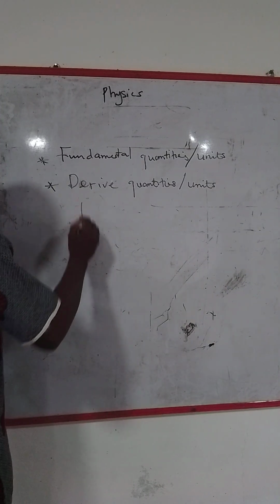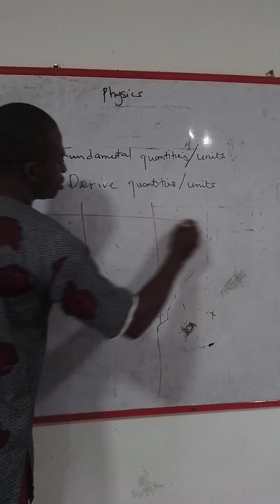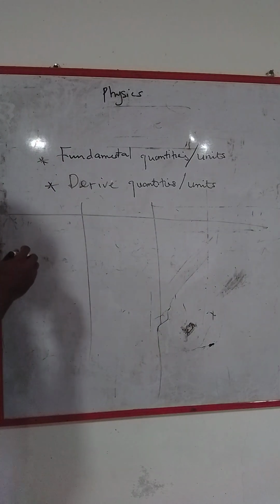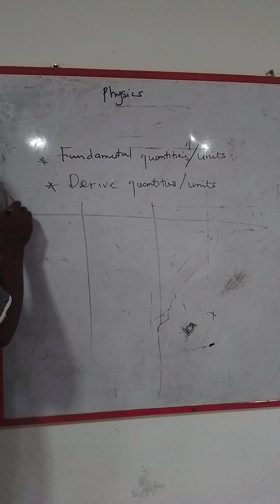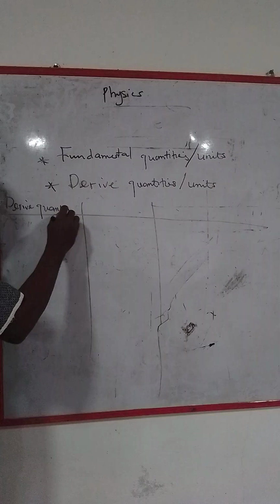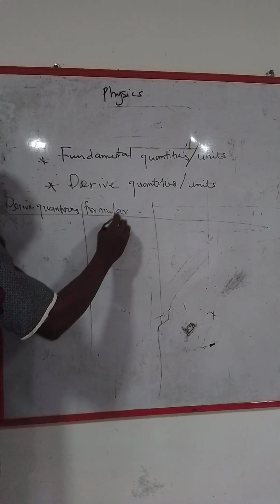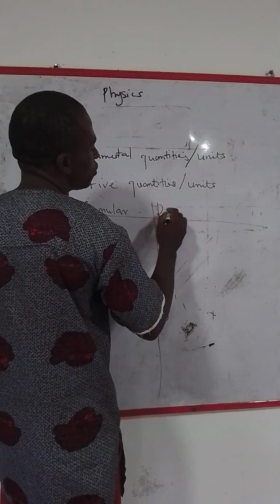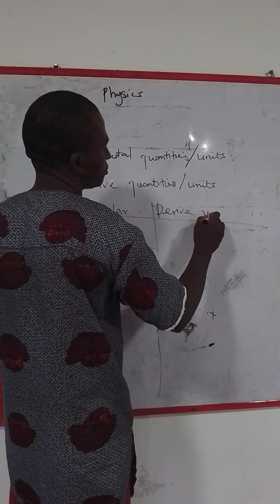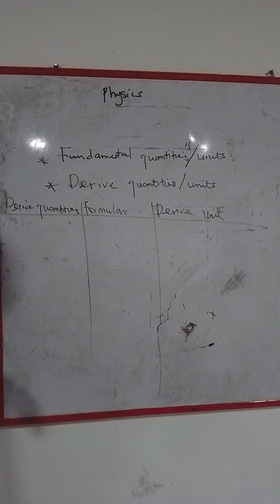Now, in derived quantity and units, there are so many other things that we need alongside with it. We need a formula to give us a direction of how it will look like. I will start with derived quantity. Then formula, because it is formula that will tell you how the unit will be derived. Without a formula, you don't know how the unit will look like. And that's where most people always have problem. How did you do this one? This one is very difficult. How is it done?